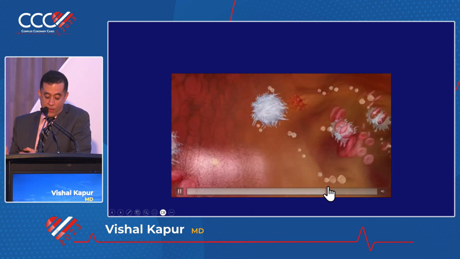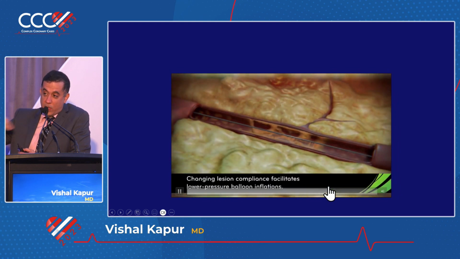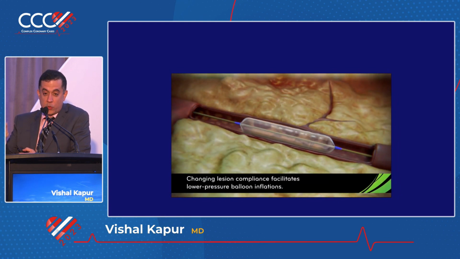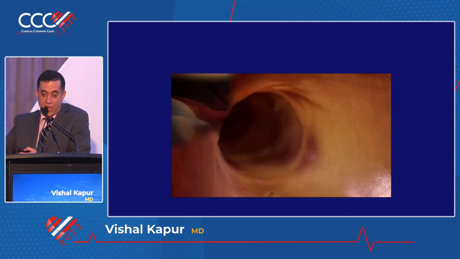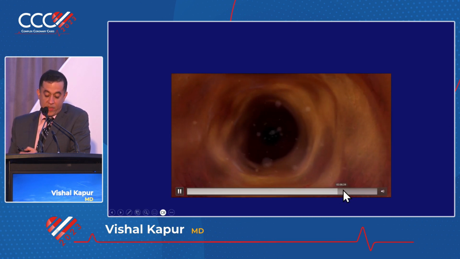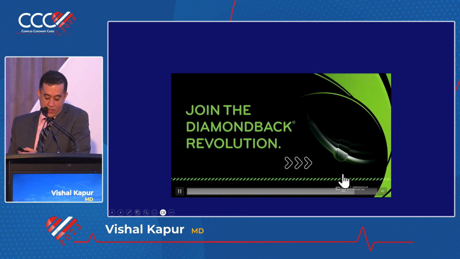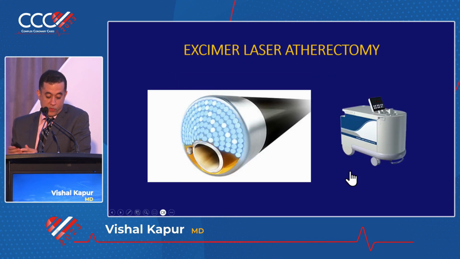And also the idea is to churn all these particles down to less than 7 microns, which is the size of an RBC. So technically it can be absorbed in the RBC while having no distal embolization. So that's one of those devices which we have been using recently.